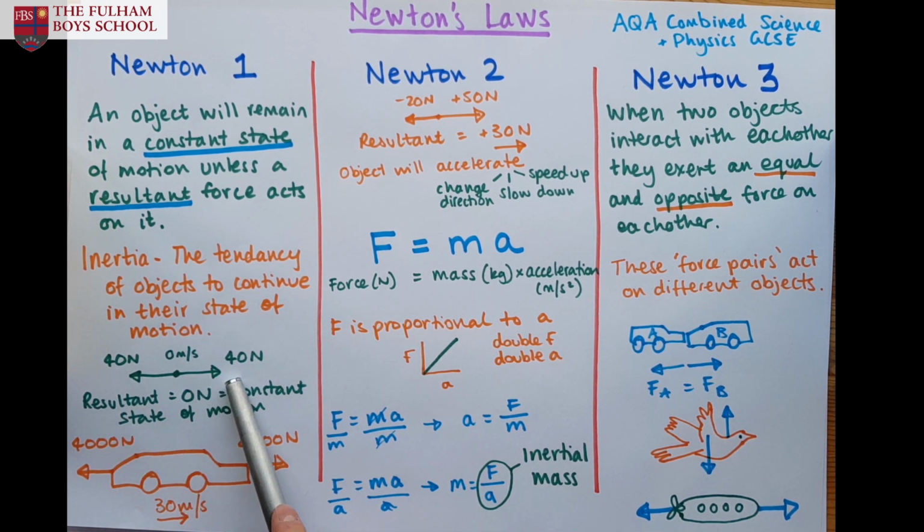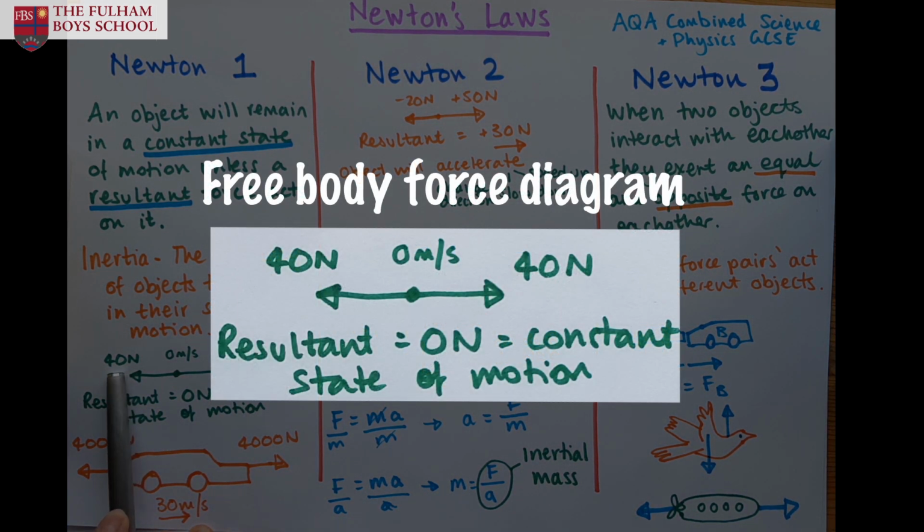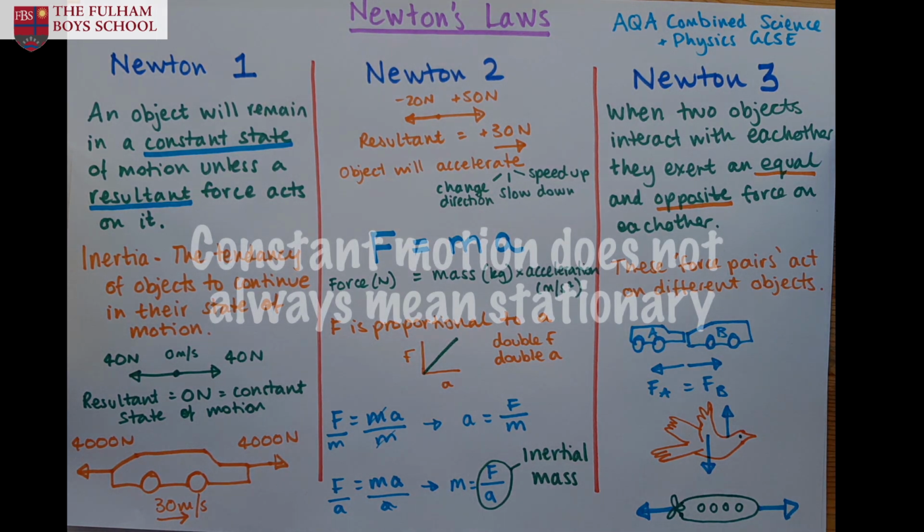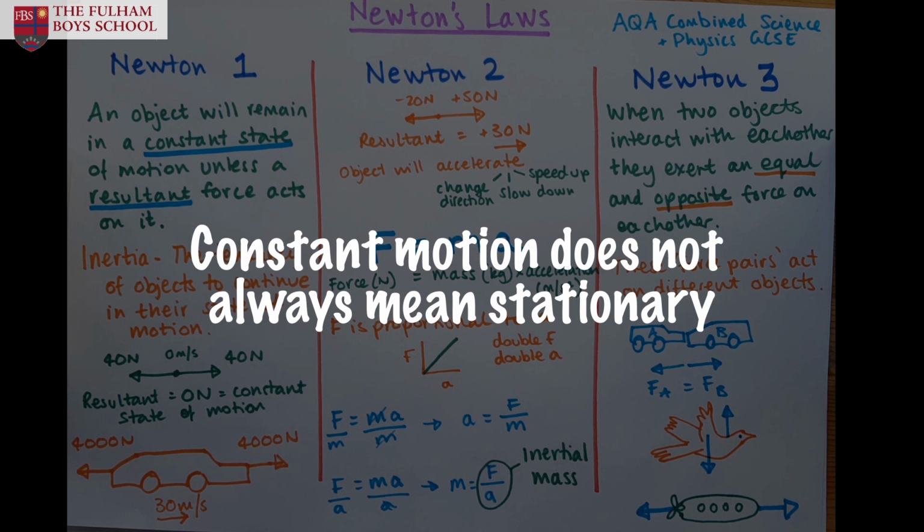Now, from a free body force diagram, you might have a diagram like this, 40 newtons acting left, 40 newtons acting to the right. This has a resultant force of 0, which means it is in a constant state of motion. Now, the instant thing that you might want to say, and what the exam board often like to trick you with, is you think, okay, 0 newtons, 0 velocity. It's stationary, 0 meters per second. That could be true, but that is not always the case. And you need to understand that a constant state of motion does not necessarily mean stationary.